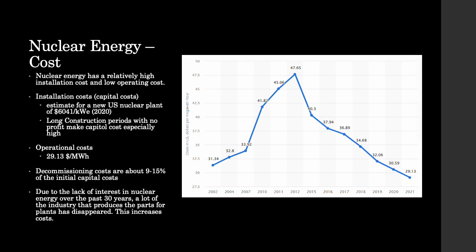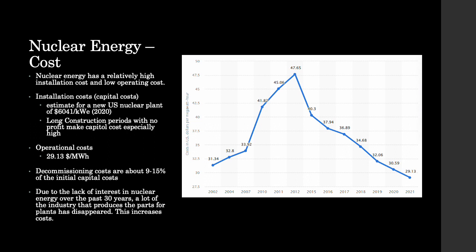Nuclear energy has a relatively high installation cost, but a low operating cost. The installation cost, or capital cost, is about $6,041 per kilowatt electric, which is as of 2020. There's also long construction periods, which lead to no return on investment until about 10 to 13 years after the initial construction begins. However, the operational costs are relatively small, and it can produce tons of power, so it creates about a $29.13 per megawatt hour as an operational cost, which is actually really low.